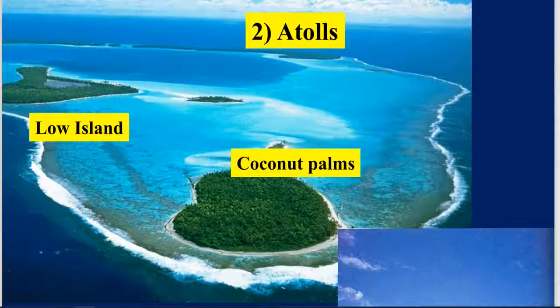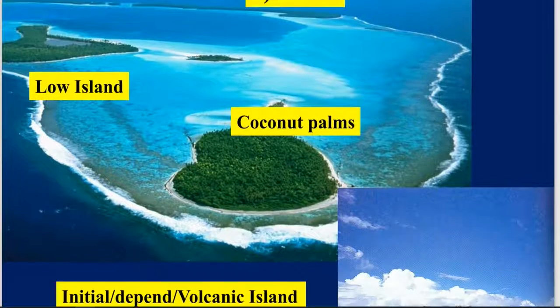And then you have atolls. Atolls are different, as I'll explain in a second. This particular area is coconut. They have coconut palms, and they are low islands. They're usually pretty low, not like the volcanic islands, which jut up pretty high.